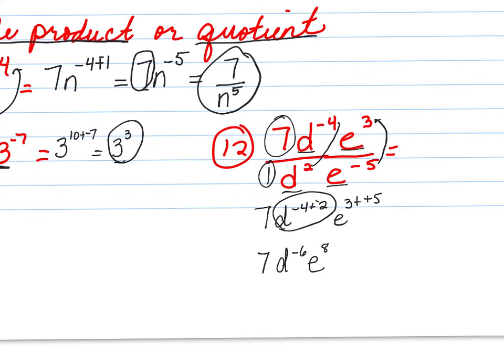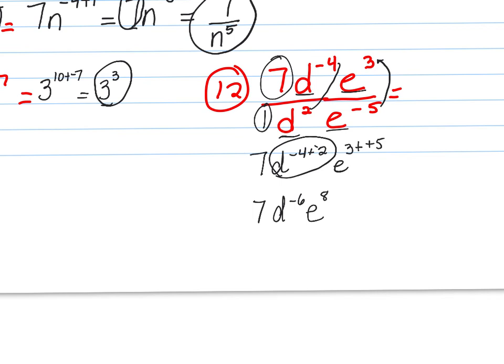Am I done? Nope. Because we have a negative exponent here. So 7 stays in the numerator, so does E to the 8th. And we put D to the 6th in the denominator. Do you have to show me the rules? Yes, you do. If you don't show me your work, I am not giving you credit.